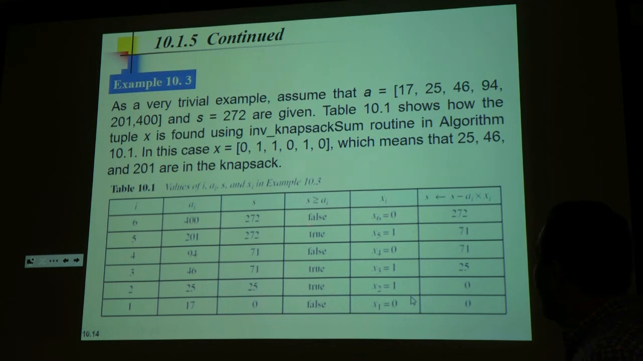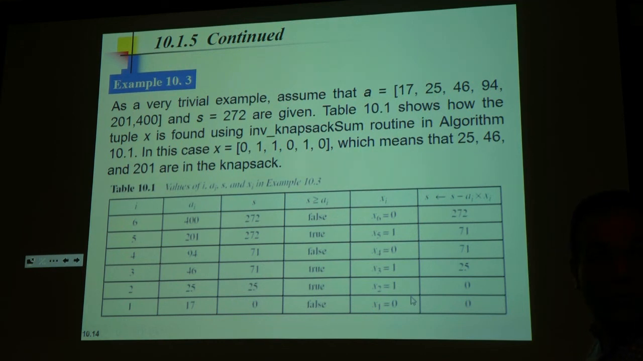Is 272 bigger than 400? No. False. Then definitely X6, how much? Zero. X6 equals 0. Right? You understand this, okay? Then now we switch.